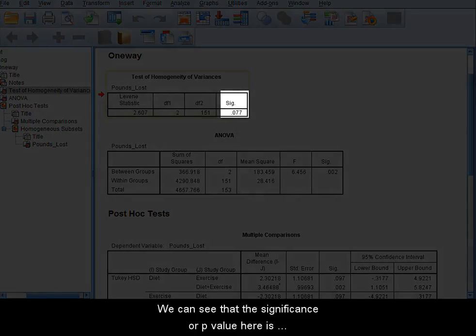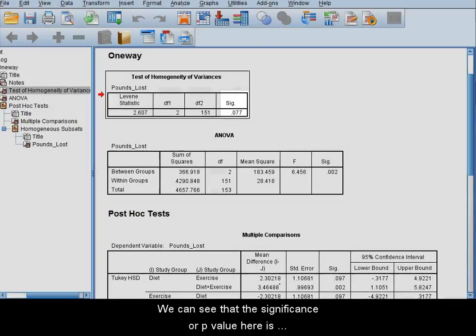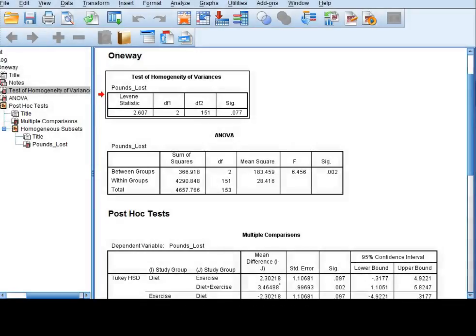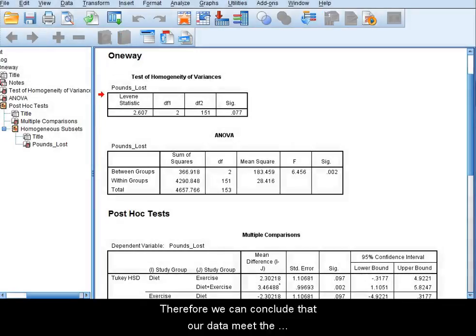We can see that the significance, or p-value, here is greater than 0.05. Therefore, we can conclude that our data meet the assumption of homogeneity of variances required for ANOVA, and we can move forward.